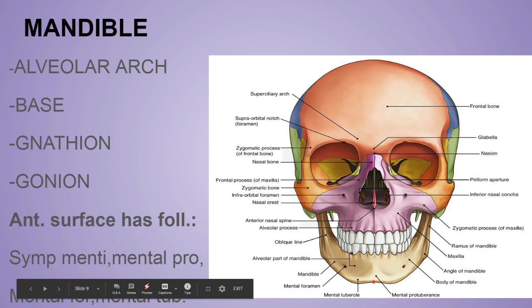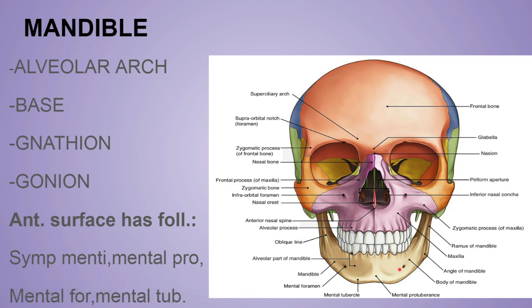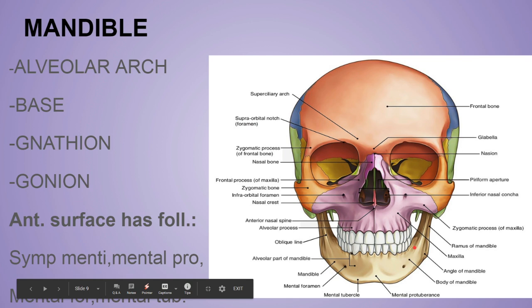This is the symphysis menti, where these two mandible parts are actually fused. Over here, the symphysis menti. The mental protuberance, this is the mental protuberance, and this is the mental tubercle. So symphysis menti, mental protuberance, and the mental tubercle. Now the mental foramen is below the interval between the two premolar teeth. So between the two premolar teeth, we have one foramen known as the mental foramen.